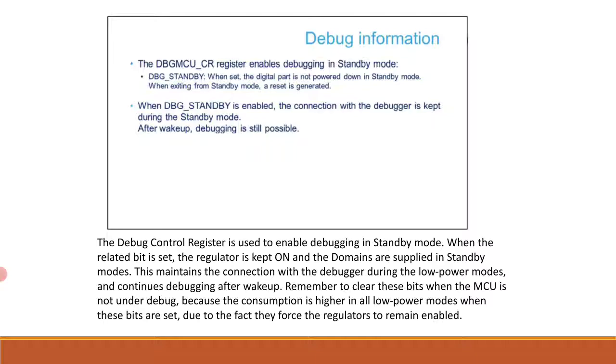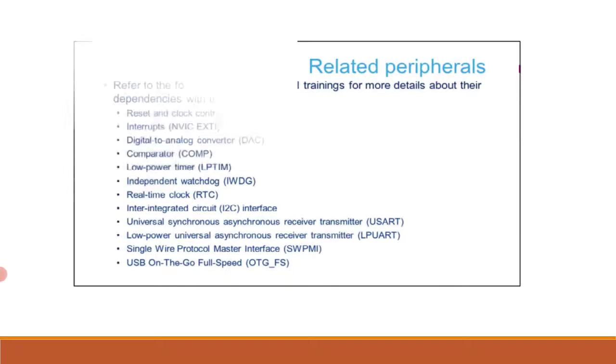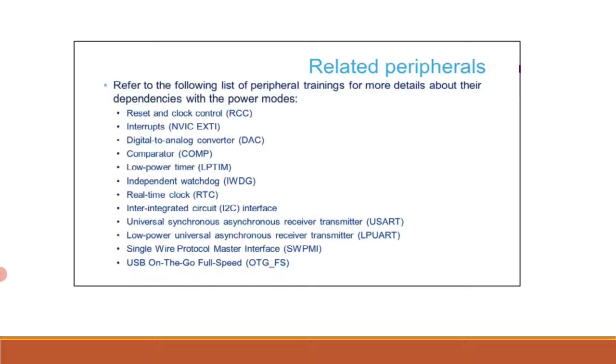You can refer to peripherals like reset and clock control RCC, NVIC, EXTI, DAC, comparator COMP, low power timer LPTIM, independent watchdog, and RTC, I2C interface, UART or USART, LPUART, that is low power universal asynchronous receiver transmitter, single wire protocol master interface SWPMI, OTG_FS, that is on-the-go full speed.